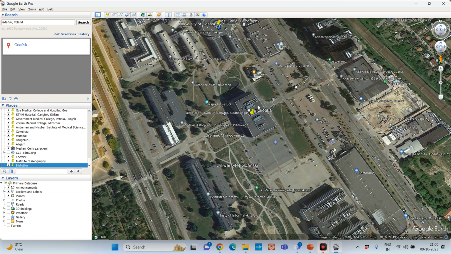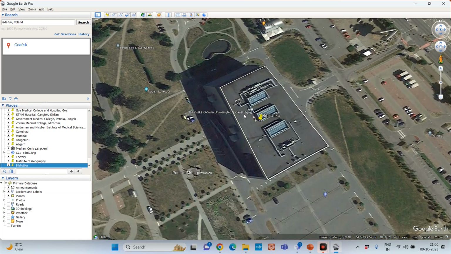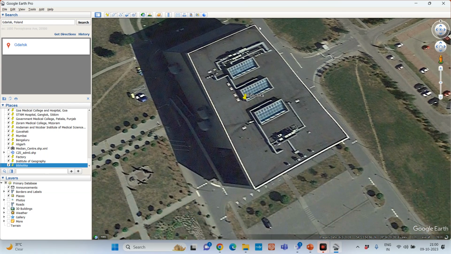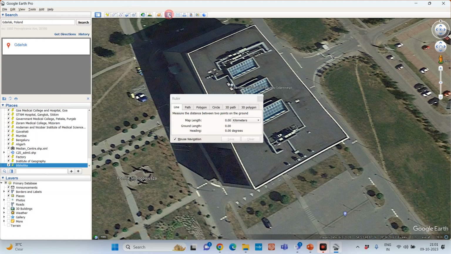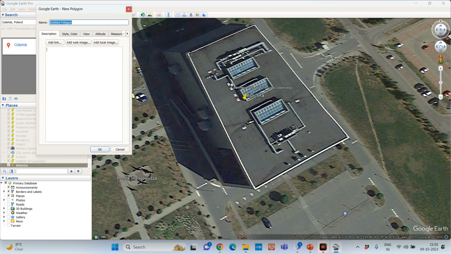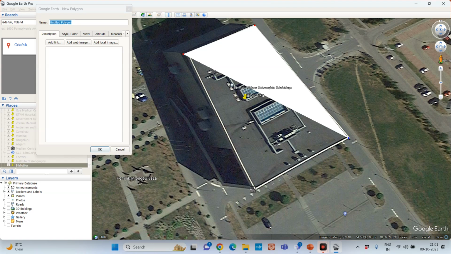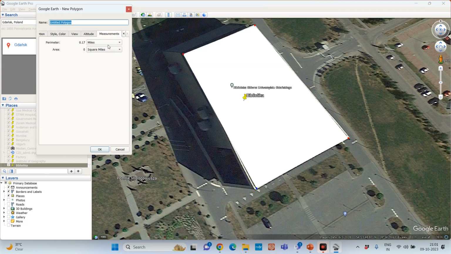If you consider this building, you zoom out, and if you want to calculate the area of this building, suppose you go like this. Actually we need to draw a polygon, then only can we measure the area. Just go here and here, and go to the measurement. Suppose we can calculate in square meters or square feet. Suppose this is square feet. So how many square feet of area is there?